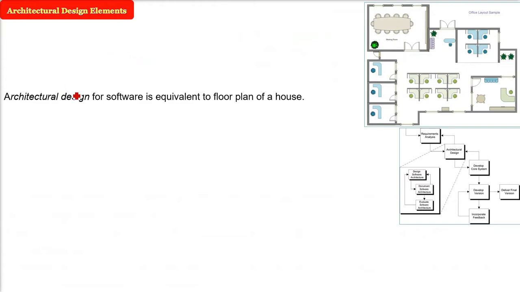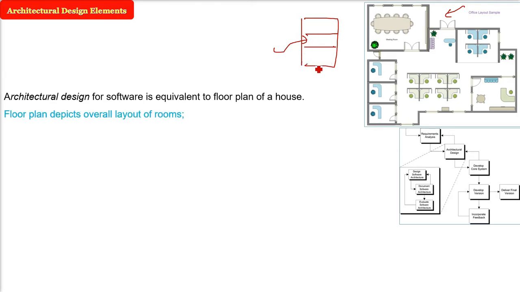Architectural design. Architectural design is the way a floor plan of a house is developed, or you can say an office layout is developed. For example, you have different floors. How many floors are there? How many rooms will be there? 2 BHK, 3 BHK. This will be the floor plan of a house. So we are not going into the detail here.